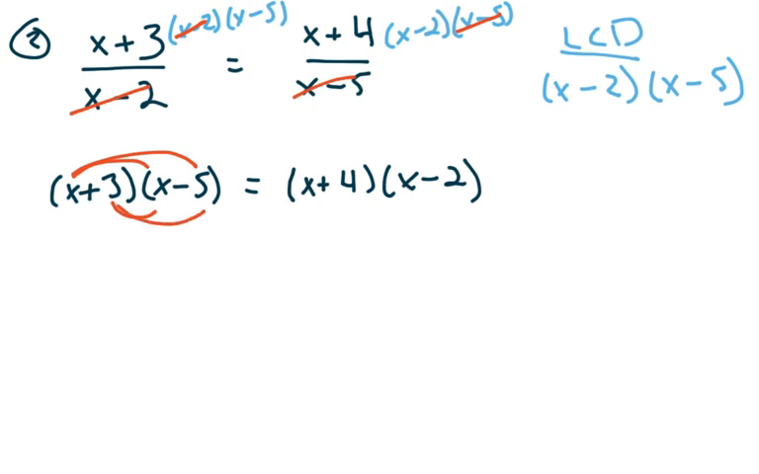So I'll get x times x is x squared. X times negative 5 will be negative 5x. 3 times x will be 3x, and 3 times negative 5 will be negative 15.